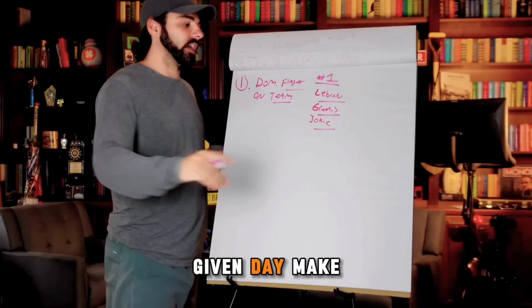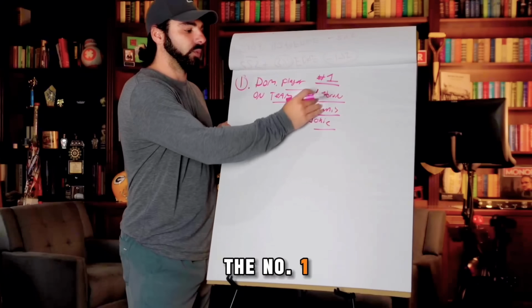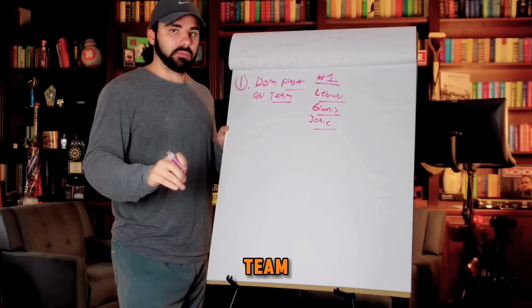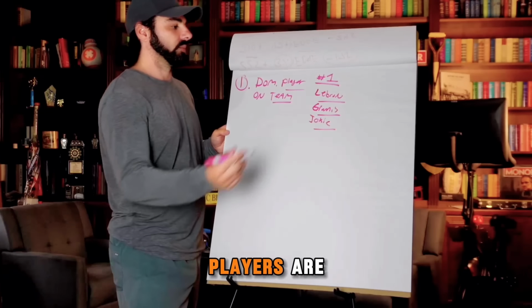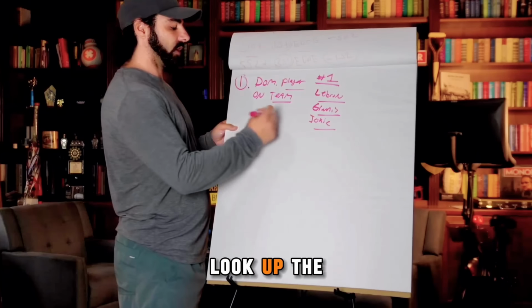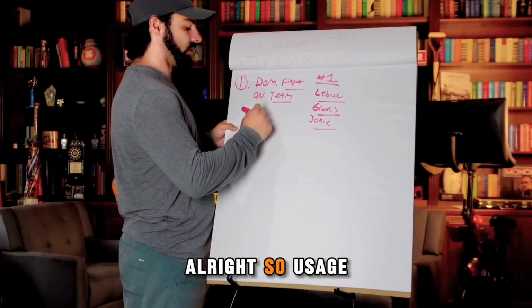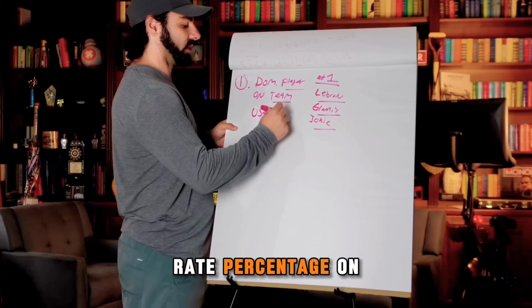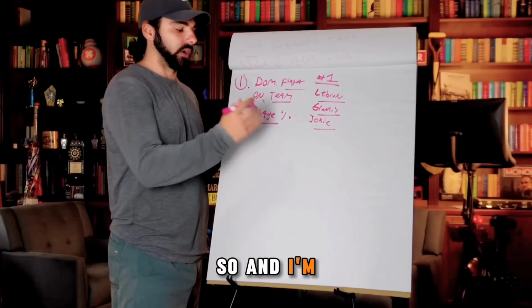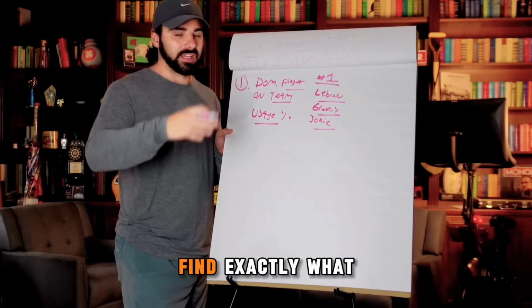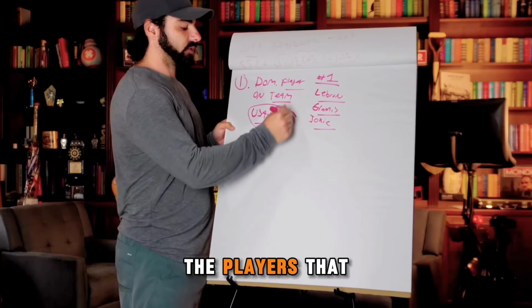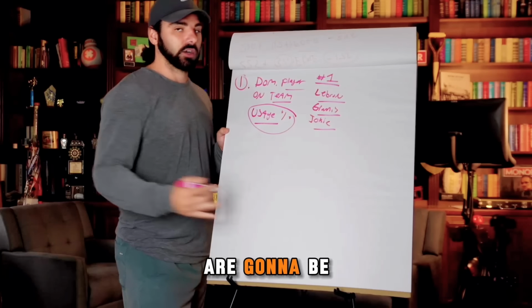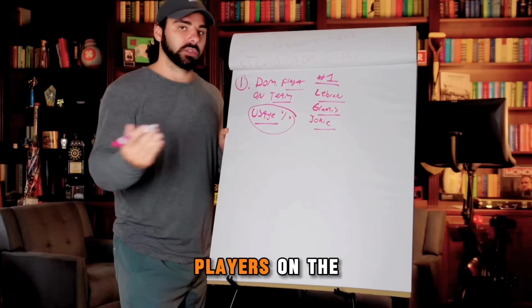So on any given day, make a list of the number one players on that team. Now, if you're new to the NBA and you don't quite know who the number one players are, all you have to do is look up the usage rate percentage on the team. I'm going to show you a little bit later on how you can find exactly what the usage rate is, but that is what you want to look for. The players that have the highest usage rate are going to be your number one players on the team.